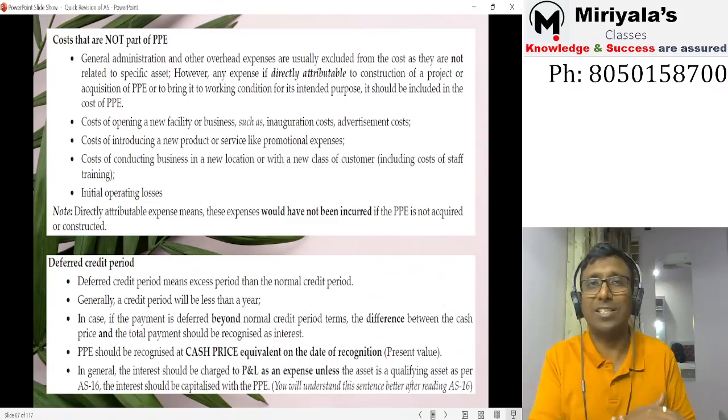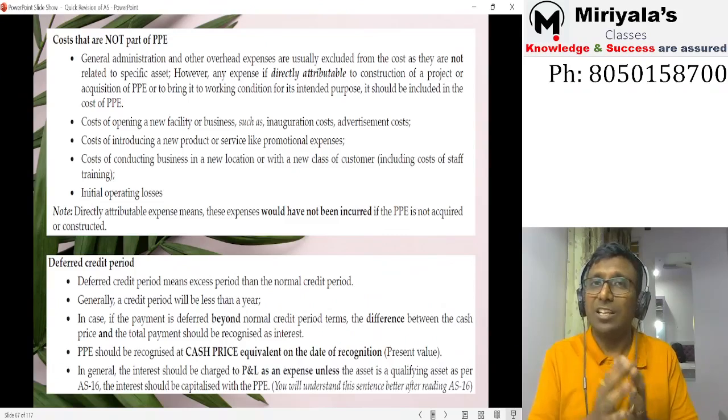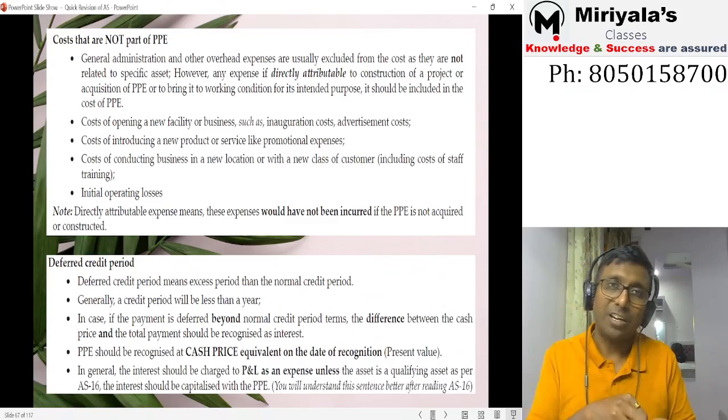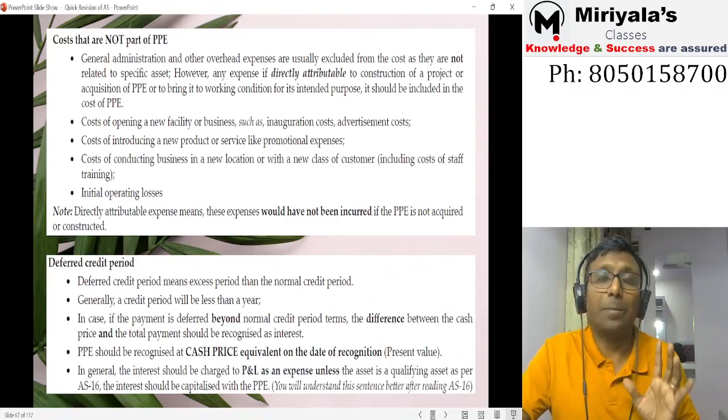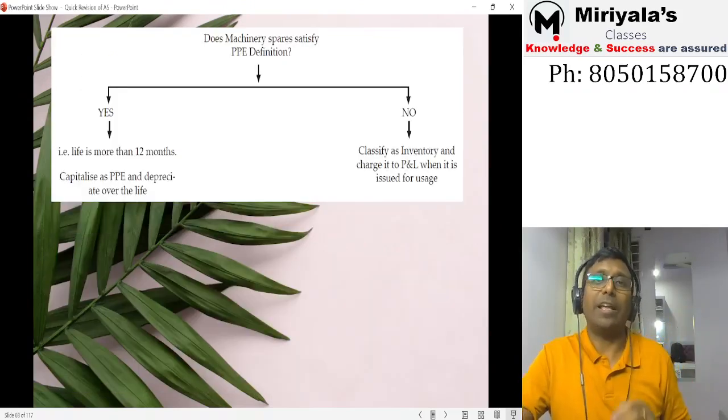Borrowing cost will be capitalized only when the asset is a qualifying asset as per Accounting Standard 16. You should refer to it, right? Generally, if the asset is ready to use, then whatever the deferred credit cost, interest cost you have paid, that should be charged to P&L, not capitalized along with the property, plant and equipment.